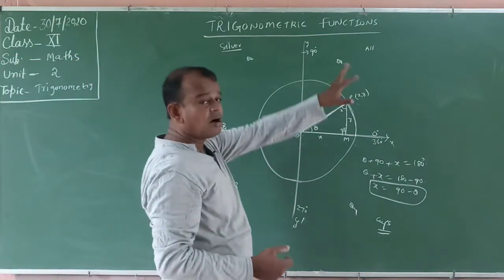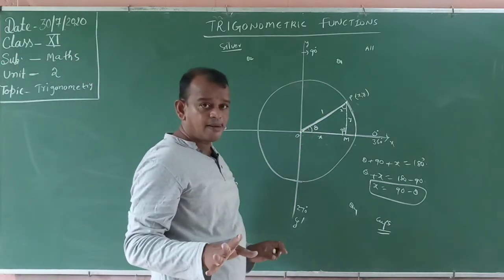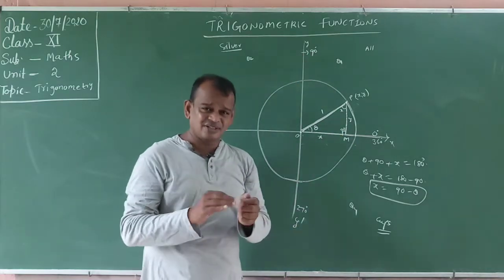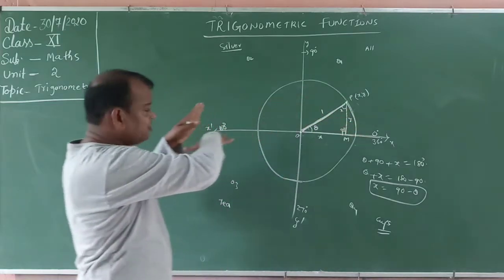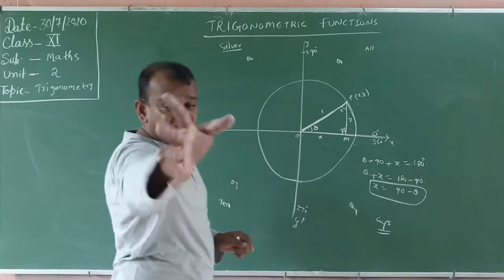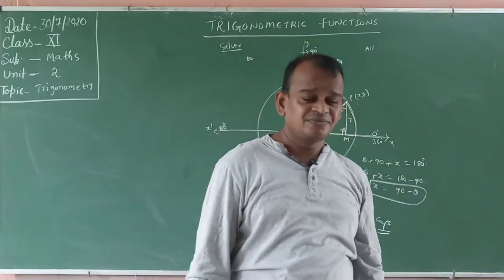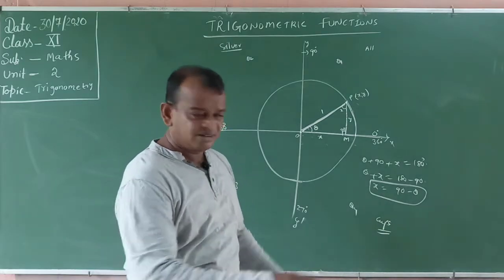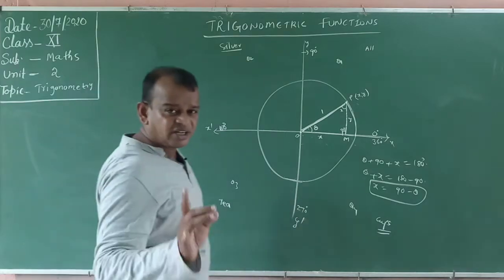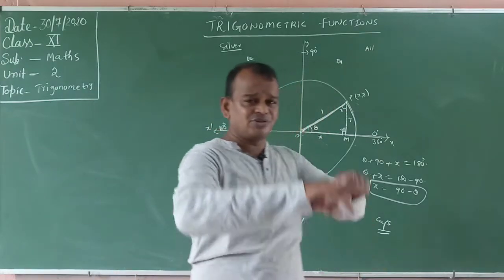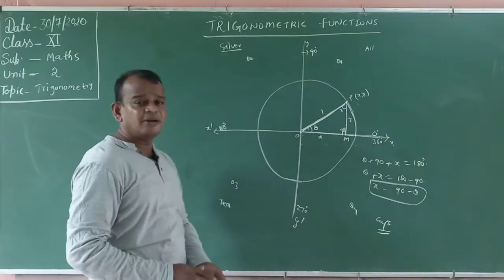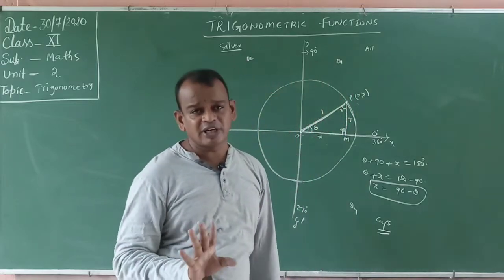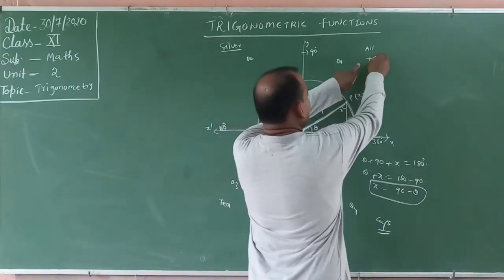All means all trigonometric ratios are positive in the first quadrant, that is 0 to 90 degrees, where the angle is acute. Is any trigonometric ratio value negative there? No. You already saw the table form: sin 0, sin 90, sin 30, sin 60, secant 30, whatever it may be. Every trigonometric ratio from 0 to 90 degrees is positive. That is why all trigonometric ratios are positive here.